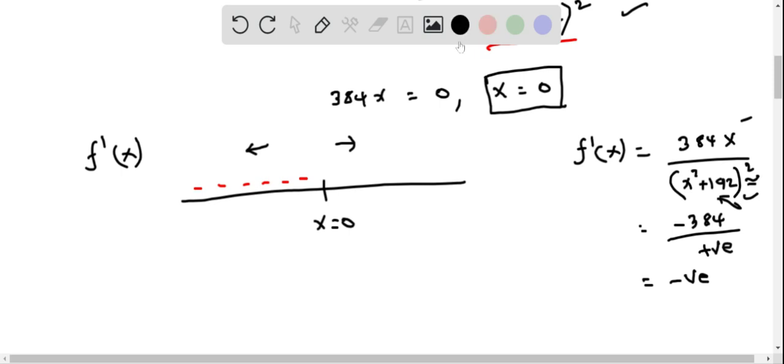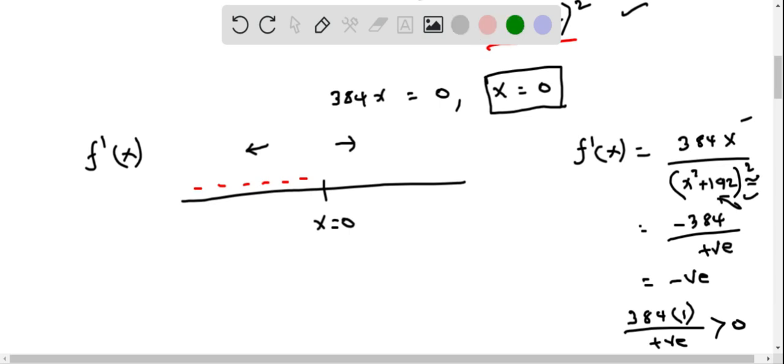And now let's plug in some random value to the right of x. We plug in x equal to 1. And so when we plug in x equal to 1, we will get 384 times 1 divided by the denominator, which is always positive. And so this is greater than 0.